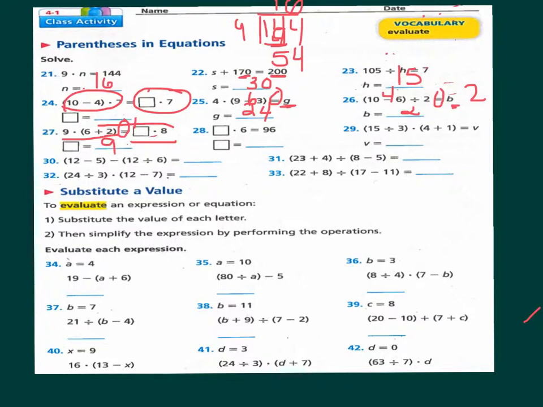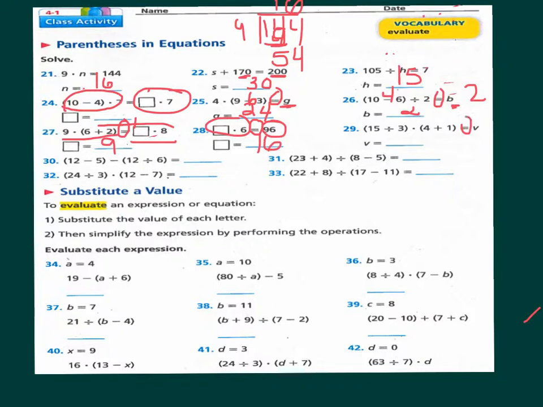Or not multiply. Box times 6 equals 96. So 96, that's my scale. It has to balance with this. And most of you probably thought to divide, and what did you get? 16. Good.